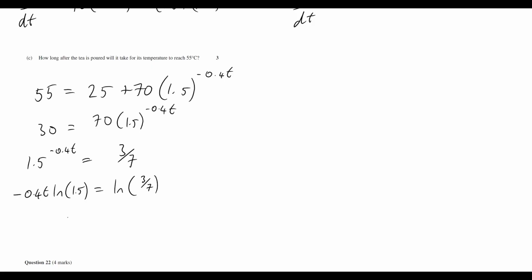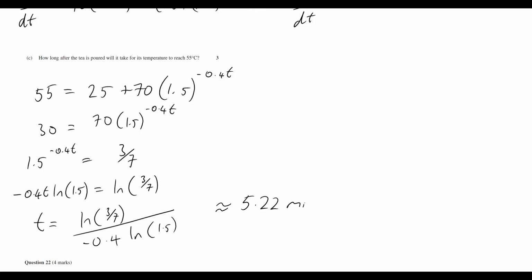And simply now solving for t by dividing both sides by minus 0.4 and the natural log of 1.5, well, what we find is that t is now going to be equal to the natural log of 3 on 7 divided by minus 0.4 times the natural log of 1.5. And so that will give us a t value of approximately 5.22 minutes.